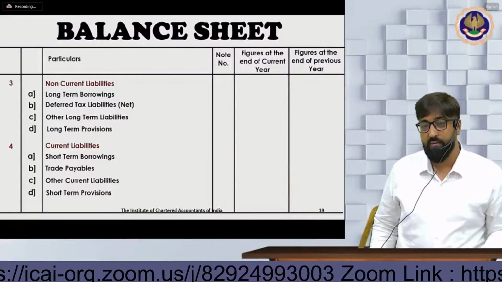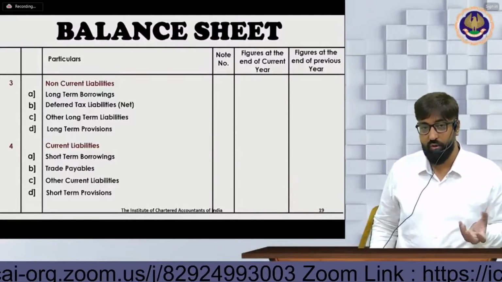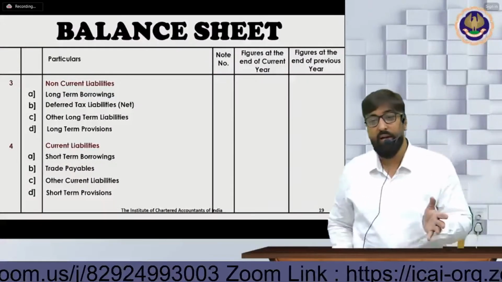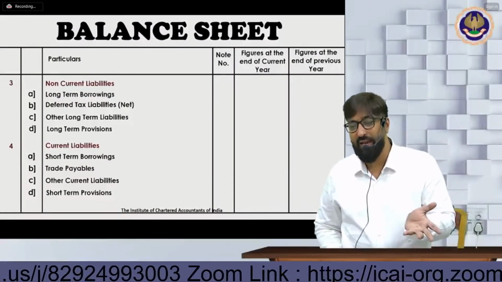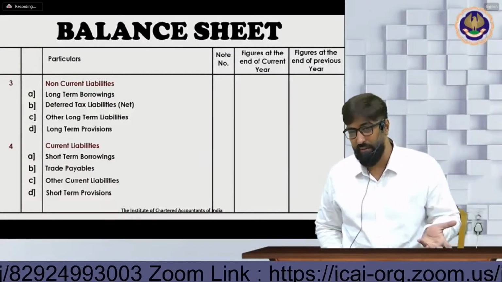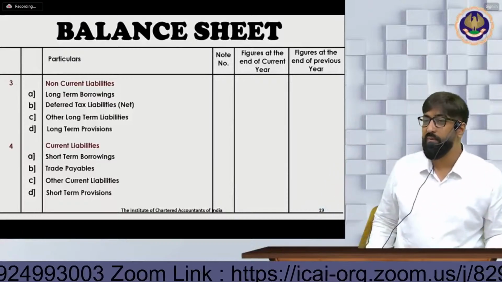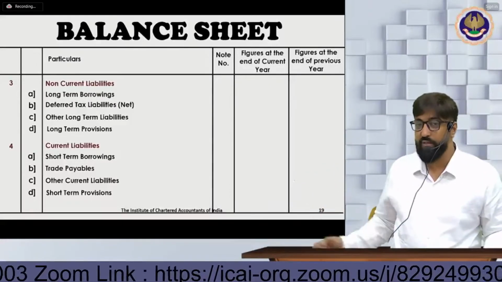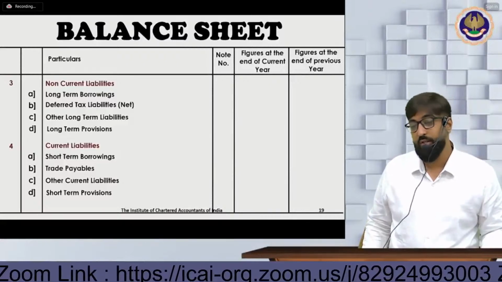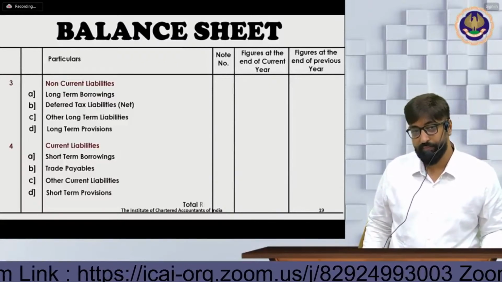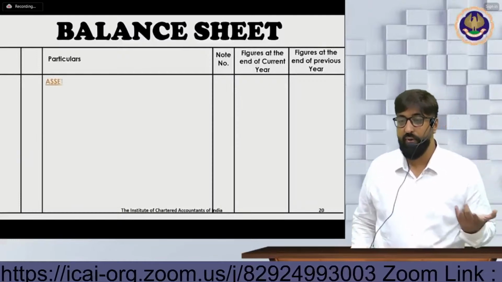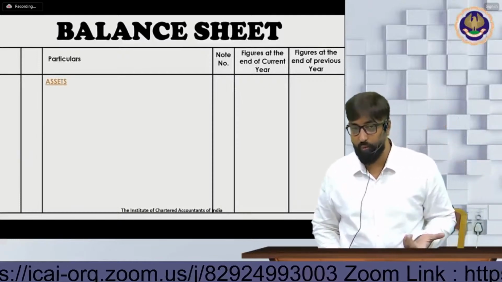Short-term borrowings, these are loans which you have taken on the short term. Trade payable means creditors, bills payable will be considered over here. Other current liability means your outstanding expenses like rent payable, electricity bill payable. And short-term provisions means where you will need some substantial amount, like income tax provision. So income tax provision you will consider under the short-term provisions. When you know the exact amount, it will be a liability. When you are not aware of the exact amount, then it is a provision.